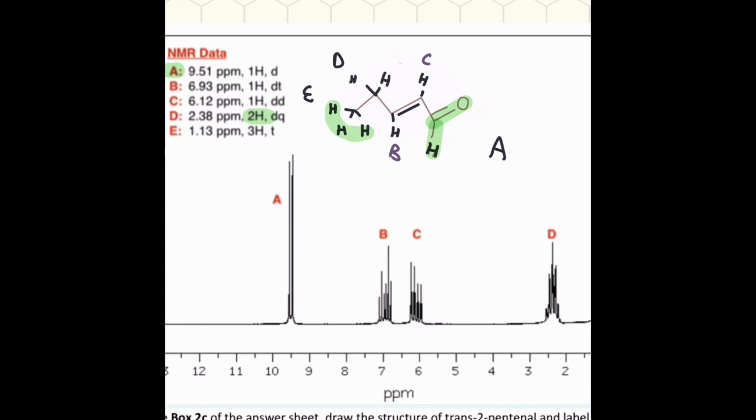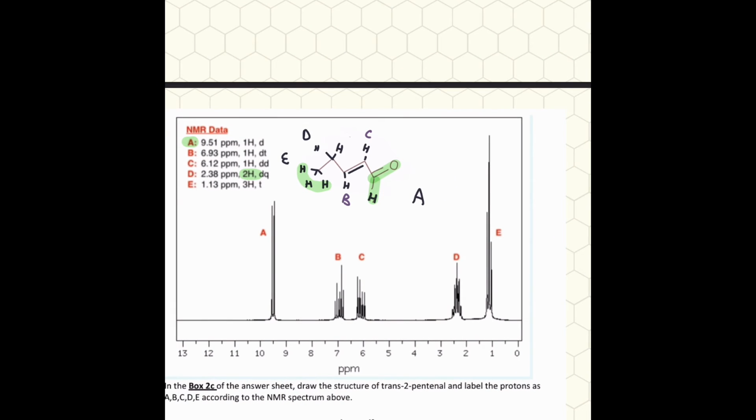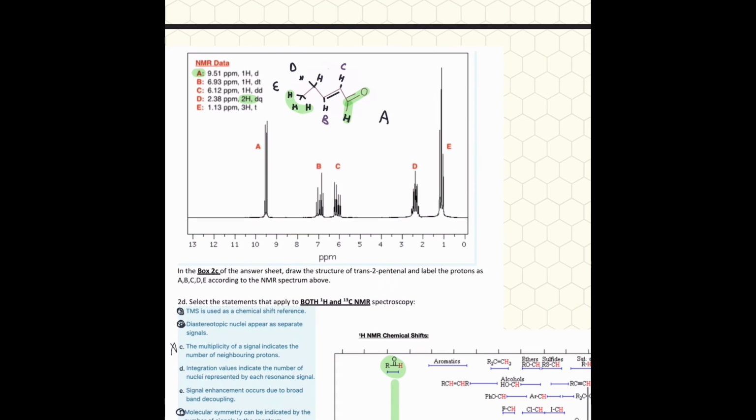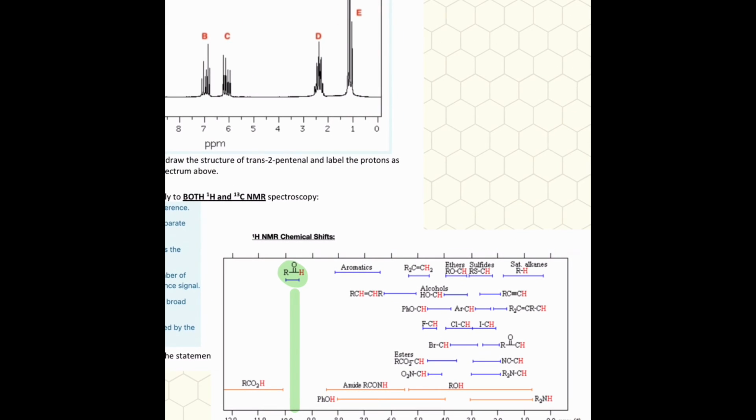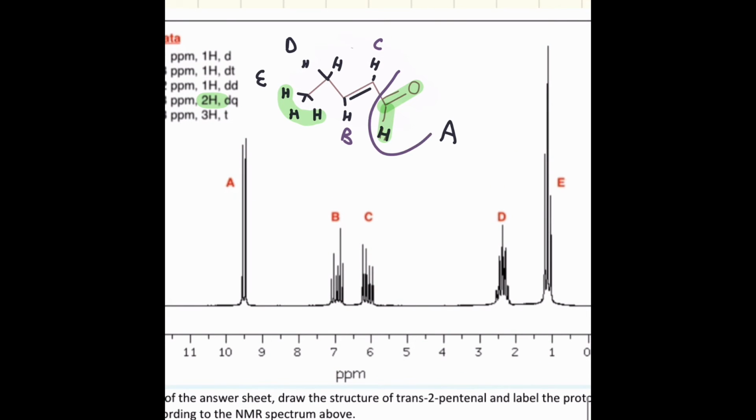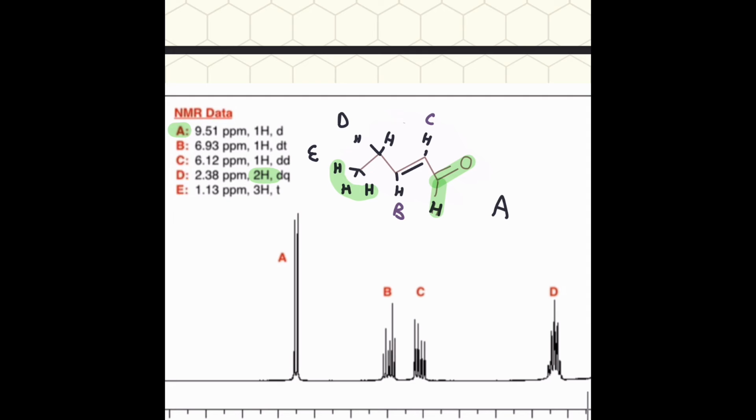Then it gets a little bit more tricky, but initially we know that the aldehyde hydrogen would have to be the most downfield one, and this is confirmed by the HNMR chemical shift table. So we know that this has to be A. And then we have to use coupling to figure out B and C. For B, it's a doublet of triplets, and for C, it's a doublet of doublets. So for this hydrogen, there is a triplet and a doublet, so it has to be the doublet of triplets. And for the other one, there's a doublet and another doublet, so that one has to be C.